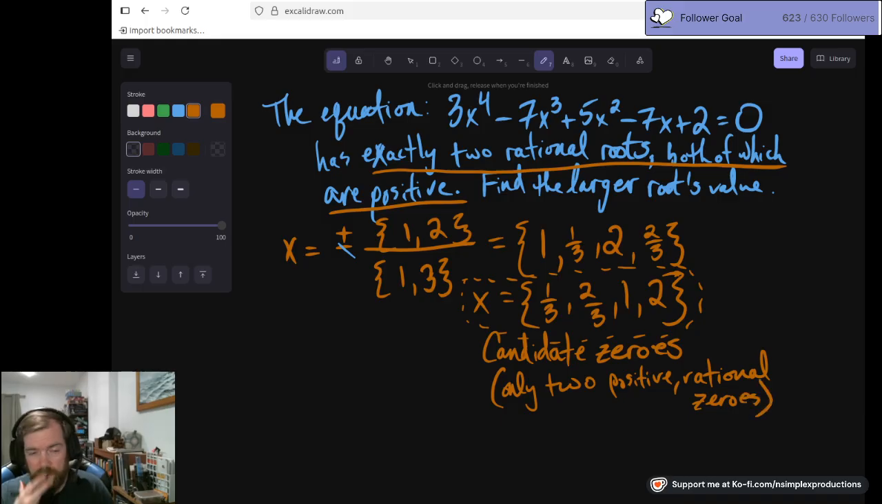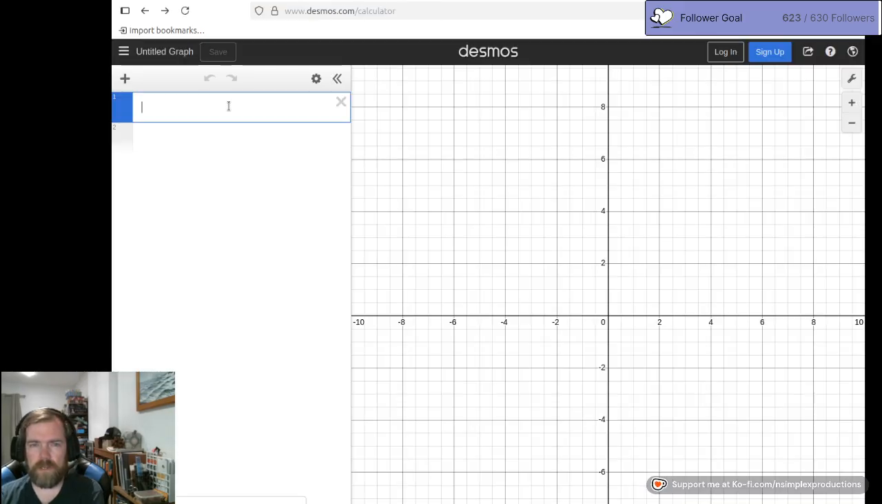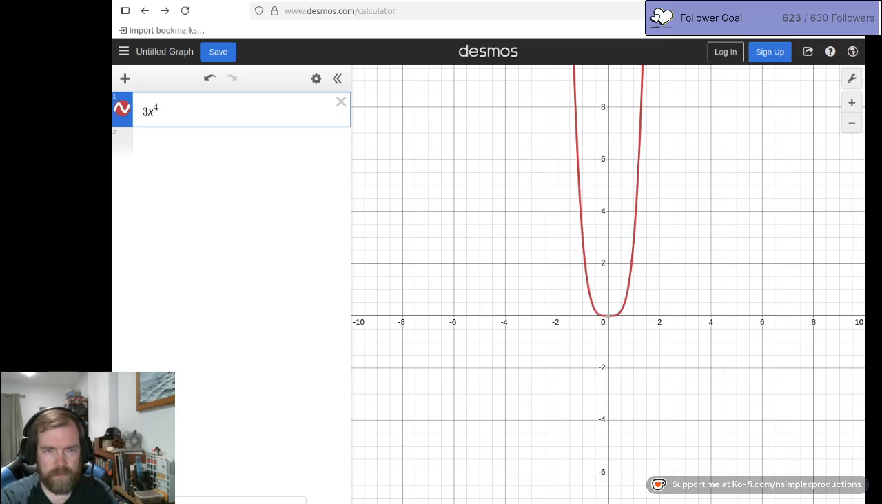And there are only 2 which are positive rational zeros. So working from here, we could do a number of things. One is look on your calculator. Literally, if we just go to Desmos, we can narrow this down almost instantaneously as long as you actually plug this in quickly.